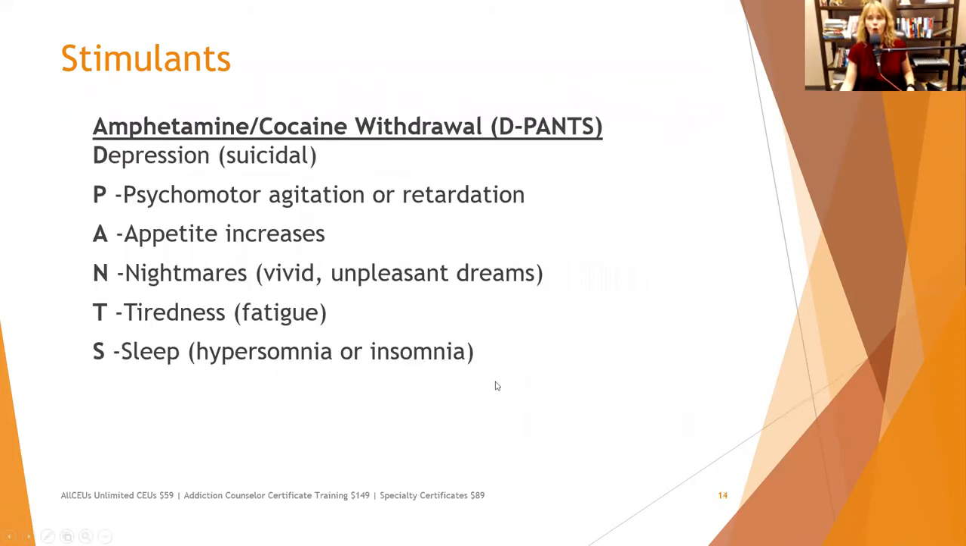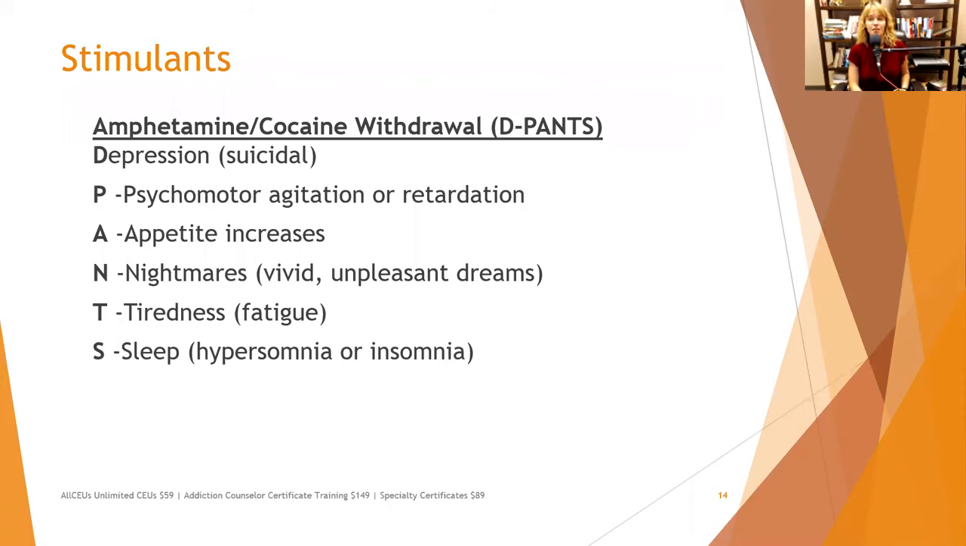When they withdraw from stimulants, it's a much shorter list. Depression is really prominent for a lot of people withdrawing from cocaine and amphetamines. Just lots of depressed thoughts, sense of hopelessness, apathy, often suicidal ideation, not always there, but sometimes. Psychomotor agitation or retardation. A lot of times, people slow way down. Their appetite increases because they don't have that appetite suppressant in their system anymore.